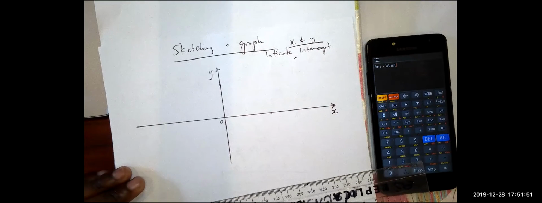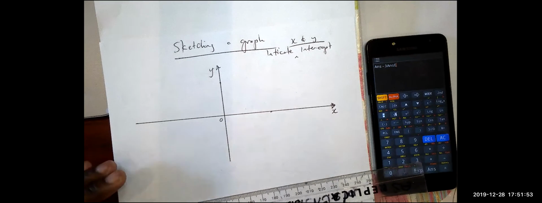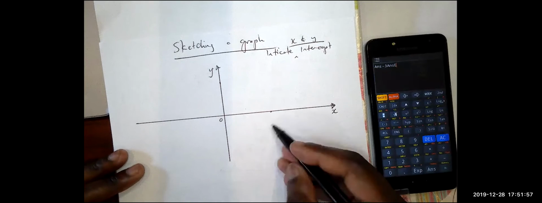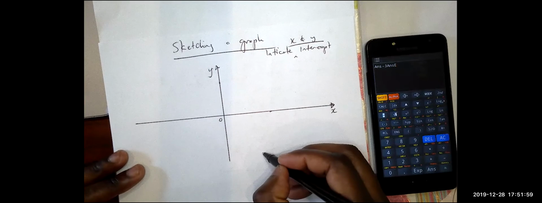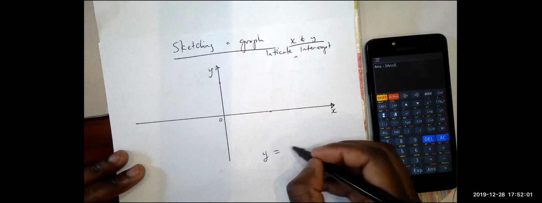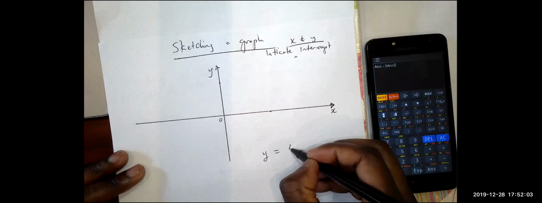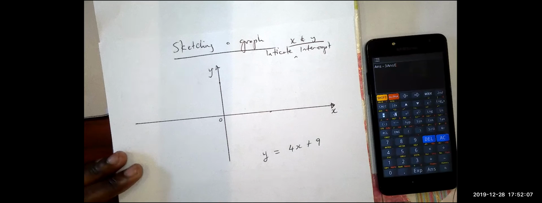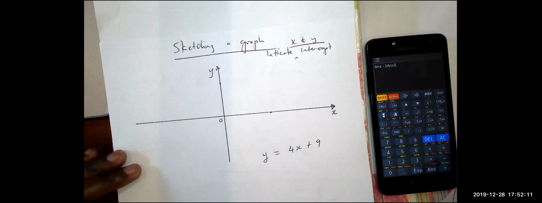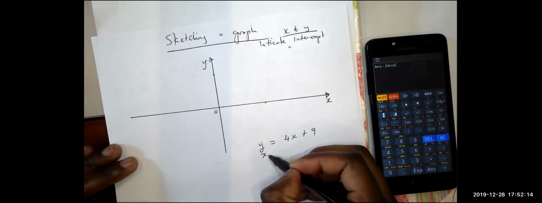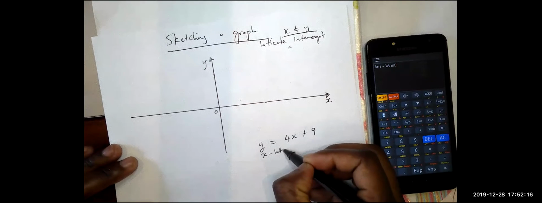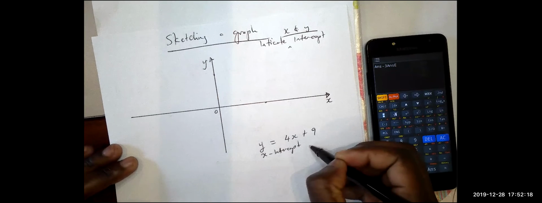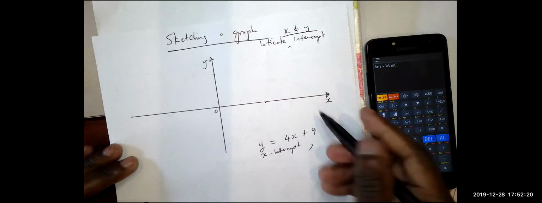Now you know that. All right, let's begin. Let's say they ask you to sketch the graph of an equation, say y equals 4x plus 9. When you want to find the x-intercept, the graph only touches the x-axis when y equals 0.